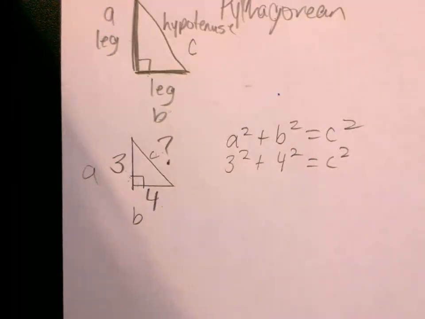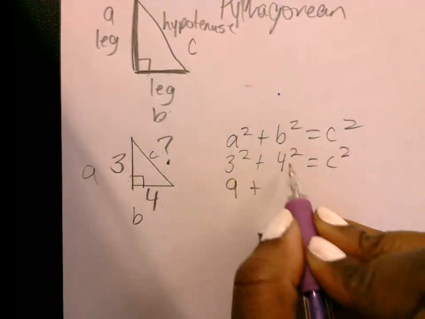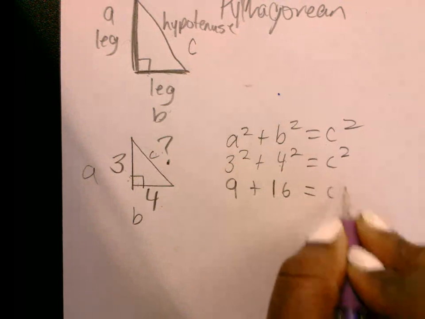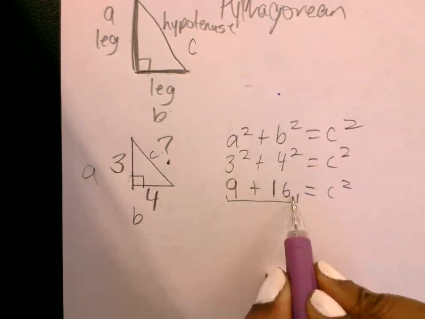So let's simplify. What's 3 times 3, or 3 squared? 9. Very good. What's 4 times 4, or 4 squared? 16. So now we're going to add 9 plus 16. What's 9 plus 16?